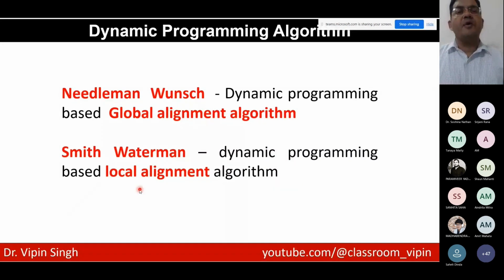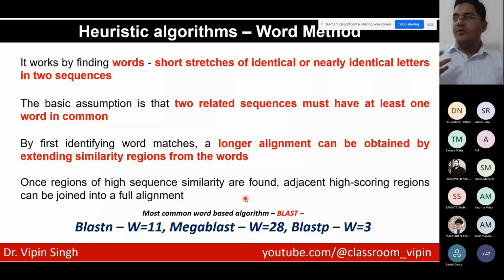This is followed by what is known as BLAST, which is a heuristic algorithm, right? It uses what is known as the word method, or K-tuple, right? So we come to BLAST now, and we do a practical on BLAST in another 5 minutes. It works by finding words, short stretches of identical or near identical letters in two sequences.